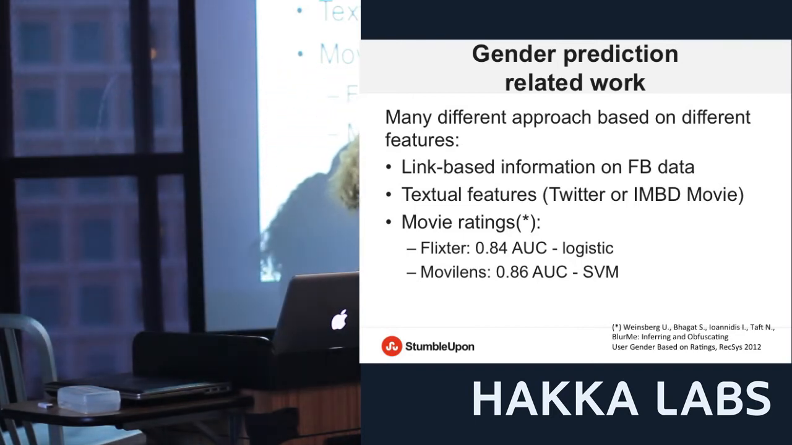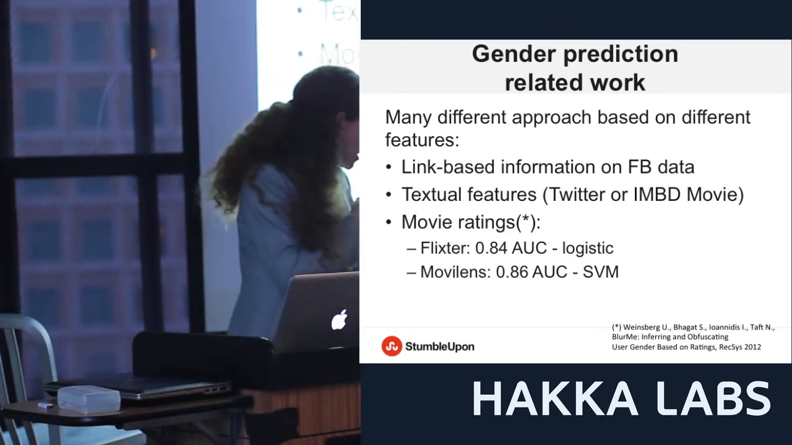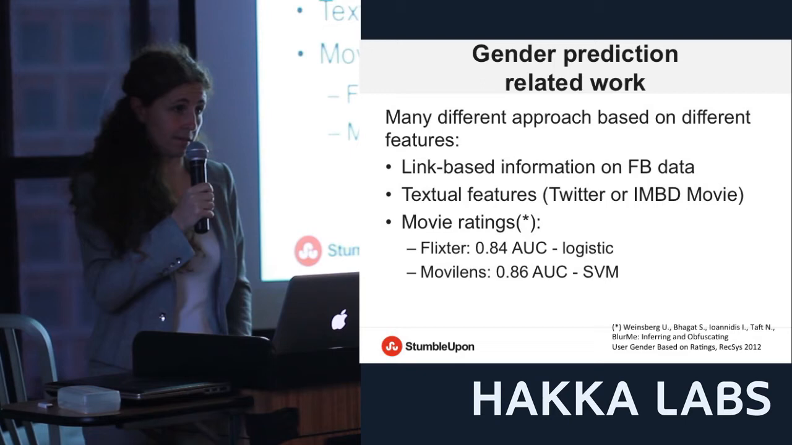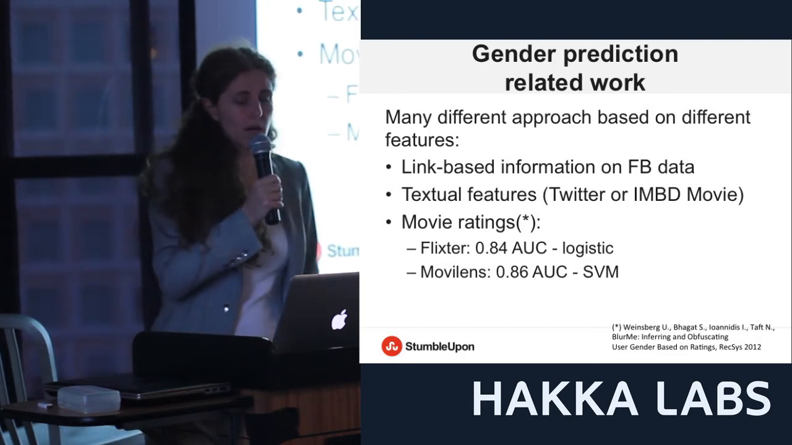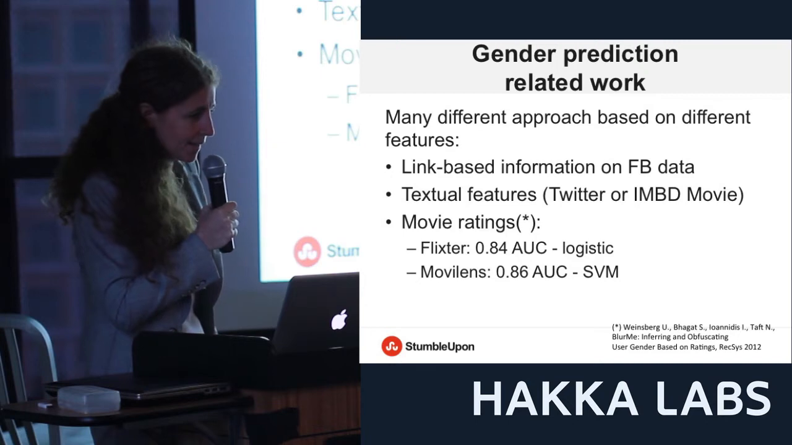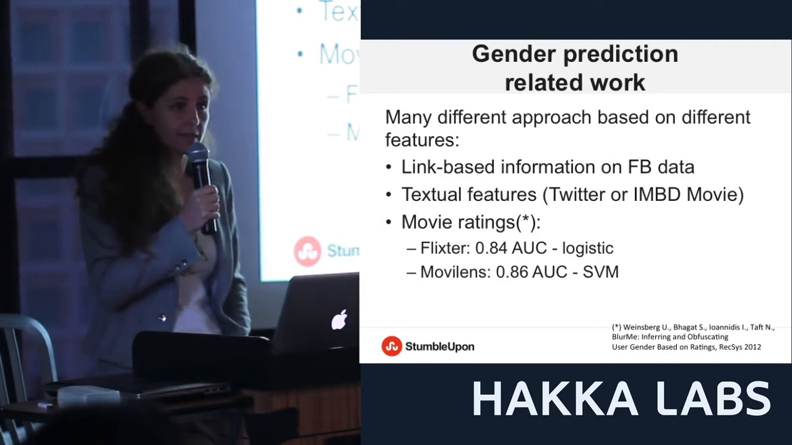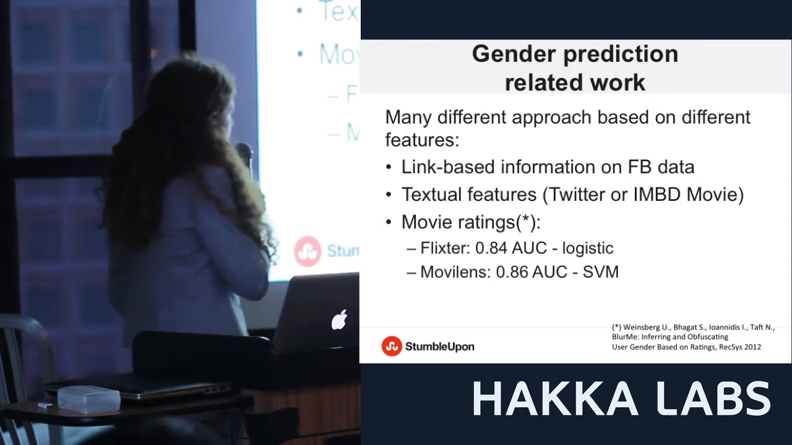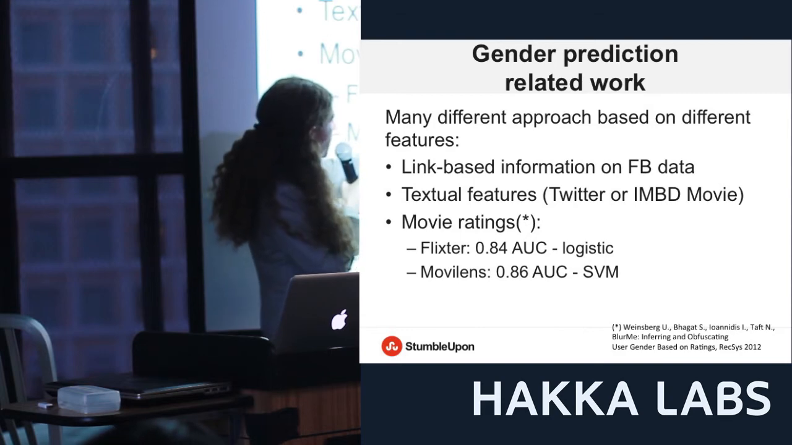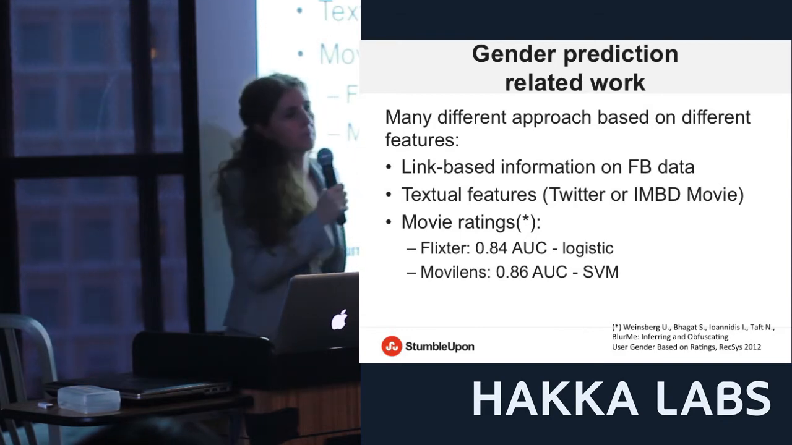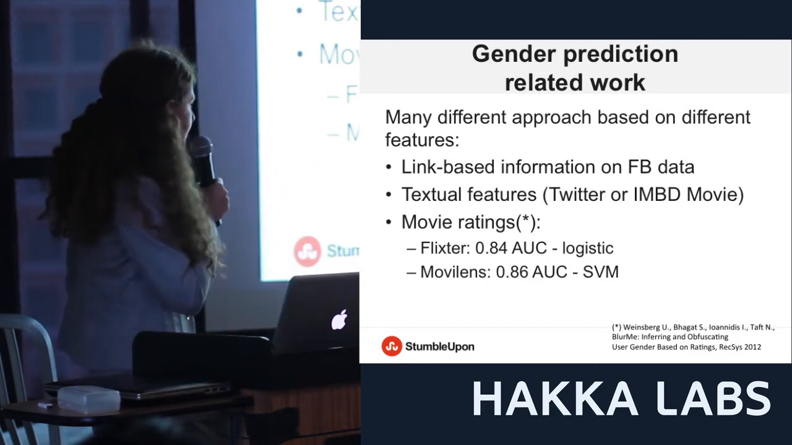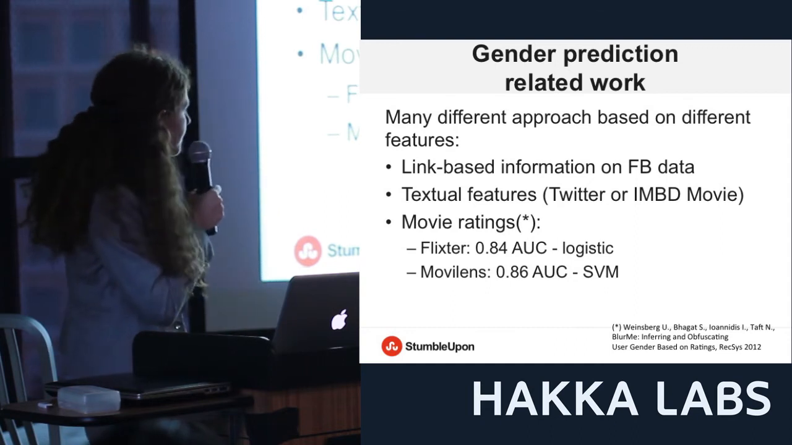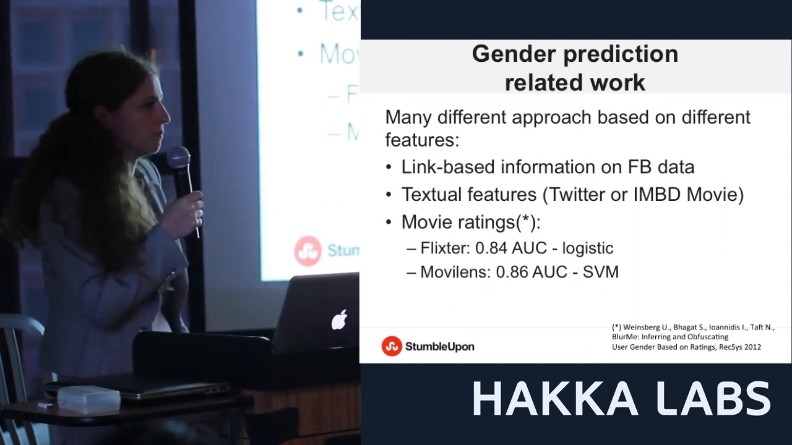A recent paper, this is from guys from Technicolor, presents user gender prediction based on ratings. This was RecSys 2012. They actually say that just by observing the ratings on movies, which we know are extremely sparse, we can say if you are a woman or a man with a good result. 84% on Flixster using logistic regression and 86% using SVM. Pretty good result.